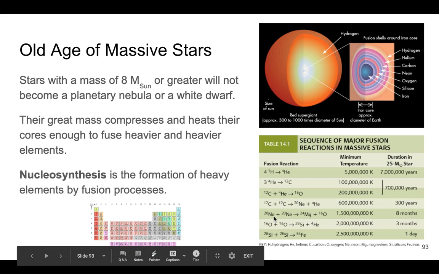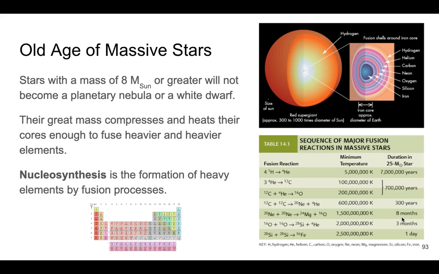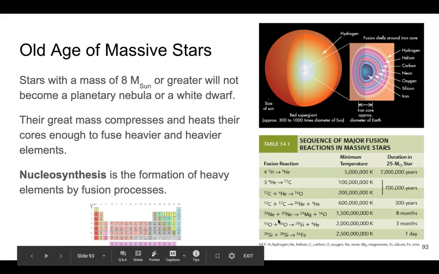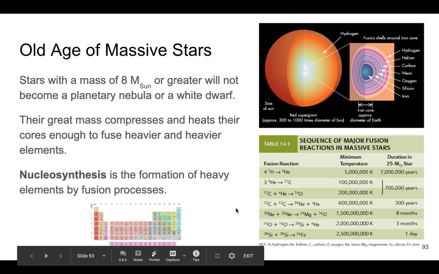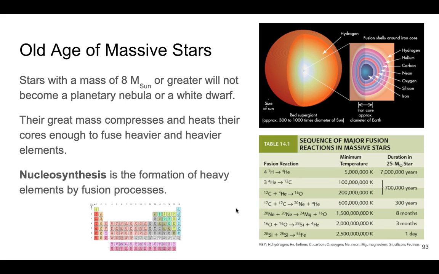Then it'll start fusing neon plus neon into magnesium and oxygen. And that it will only do for about 8 months. So now we're dealing with more human types of scales. That's less than a school year long. And then it'll do oxygen plus oxygen into silicon and helium. And it will do that for about 3 months. And then the last one, it's going to fuse silicon and silicon into iron. And that stage is only going to last 1 day.